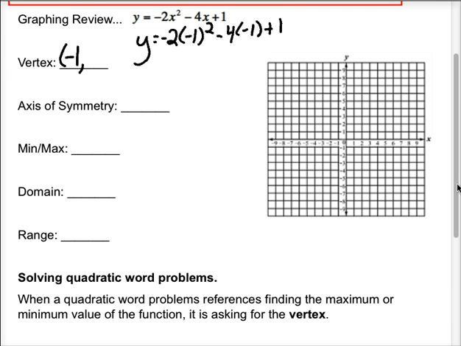All right, now here's very important to think order of operations. So here, order of operations says a square first. So -1 squared is a +1. +1 times -2 puts it back to -2. -4 times -1 is a +4, plus 1. -2 plus 4 plus 1 is going to be a +3. So I plot -1, 3.